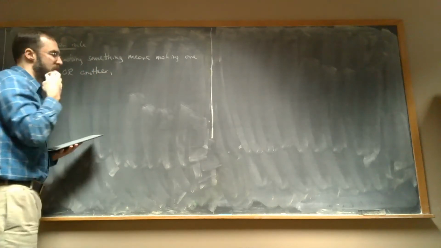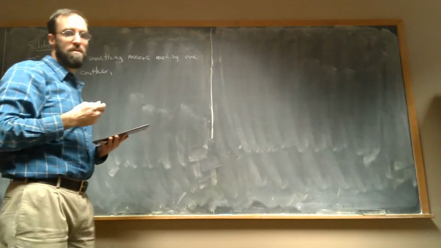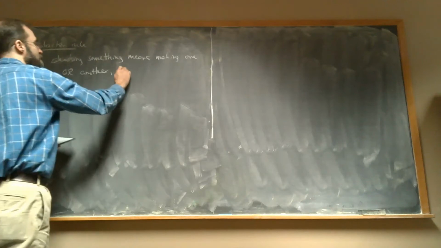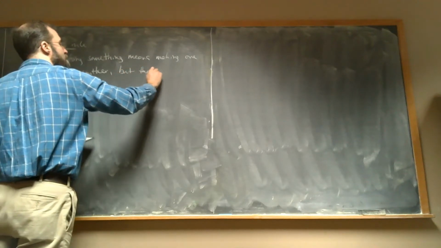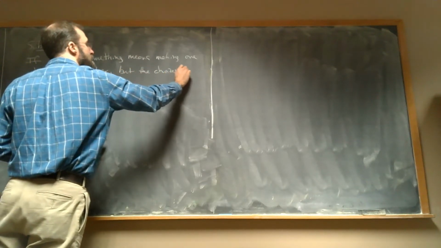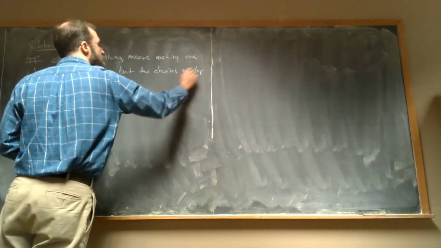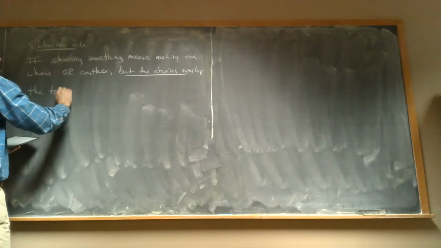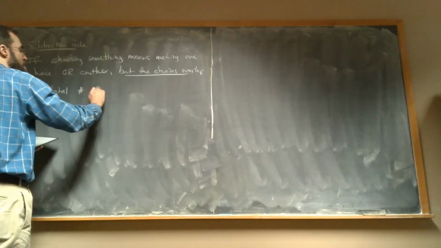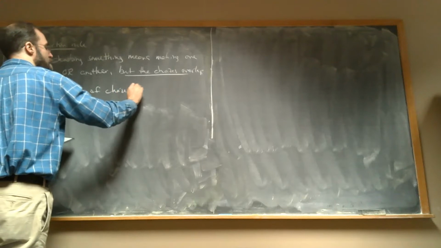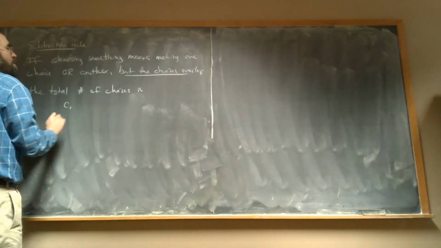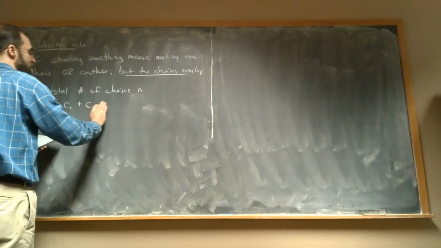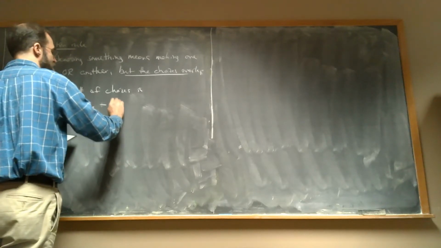right? So the setup is the same as for the sum rule, but in the sum rule we said that the choices can't overlap. So what if they do overlap? In this case, where the choices overlap, the total number of choices is the number of choices for the first choice plus the number for the second choice, and then I subtract the number of choices in common.